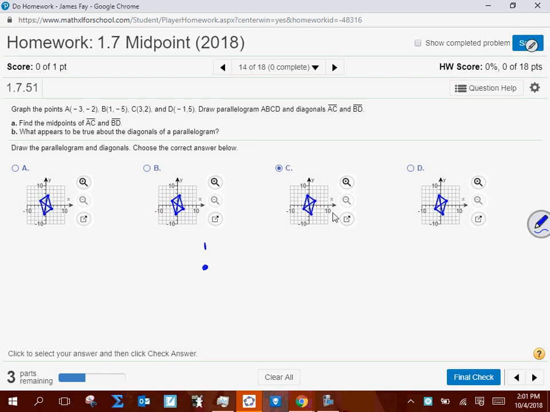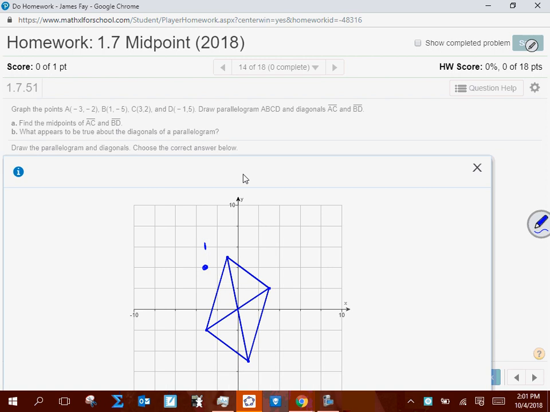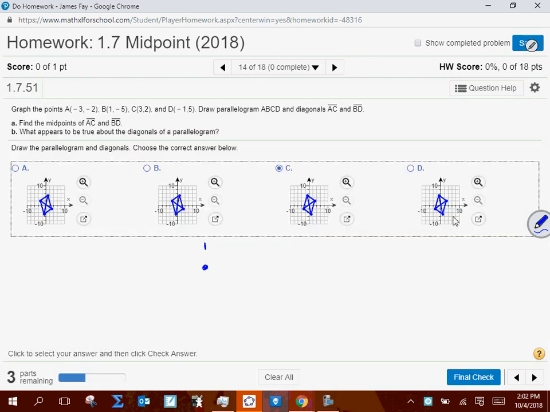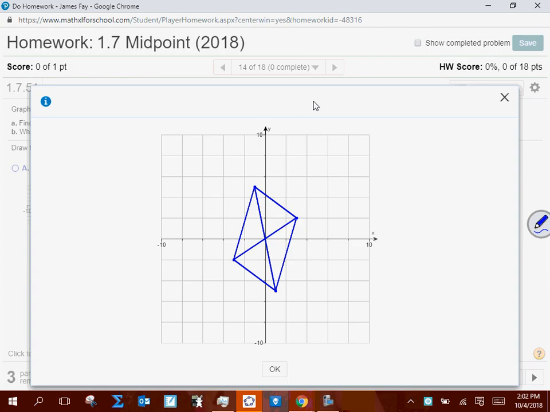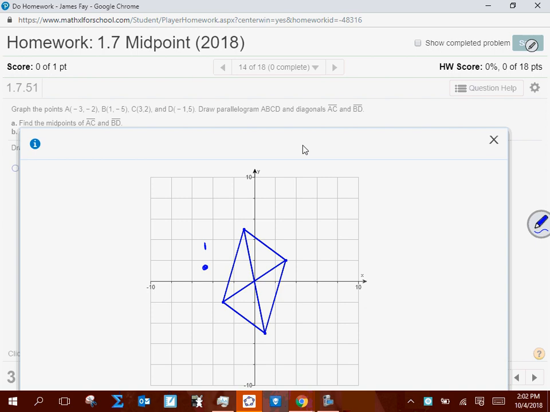Oh, I messed up. So what did I mess up on? -3, -2, 1, -5, right? That's good. 3, 2, and -1, 2, 4, 5, right? Why is that one wrong? They do look the same. -3, -2, 1, -5.